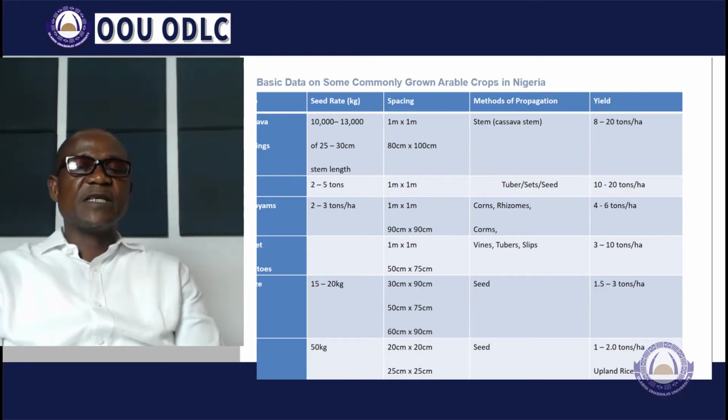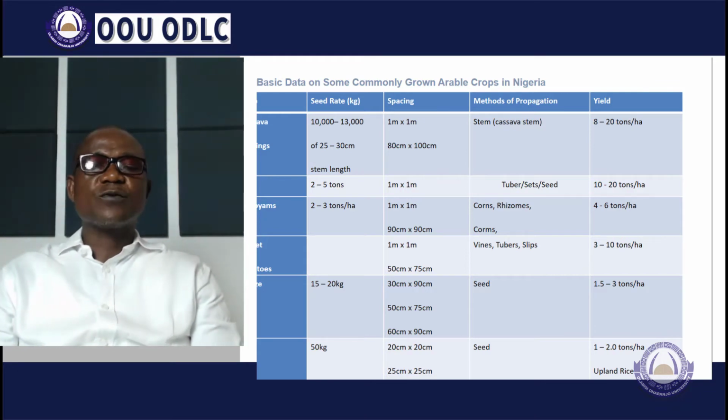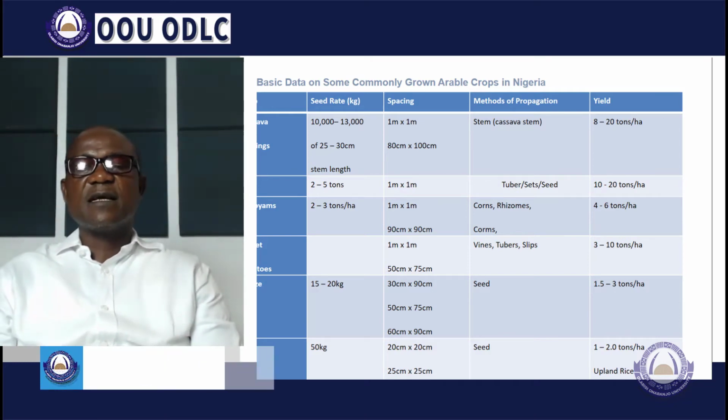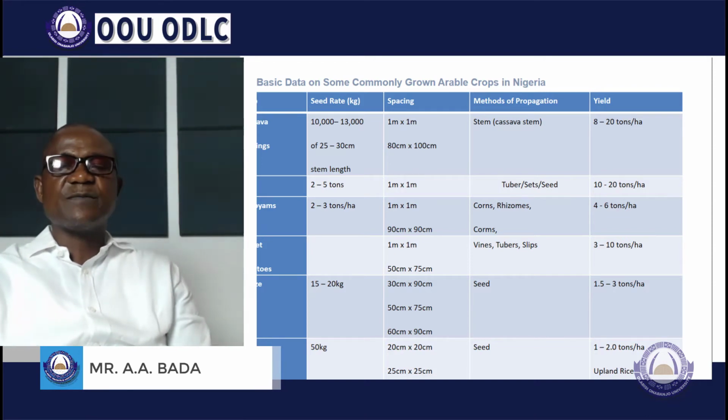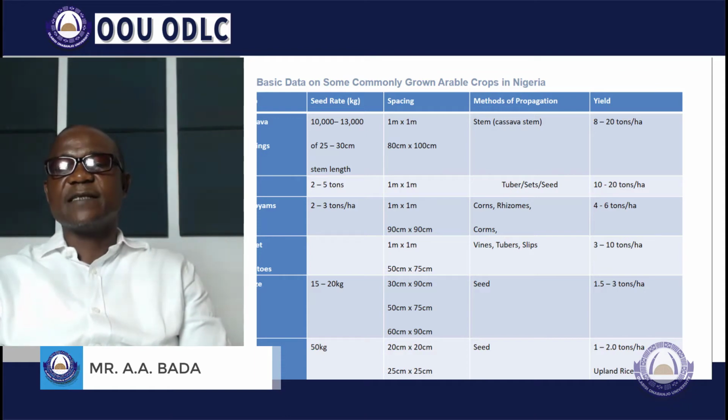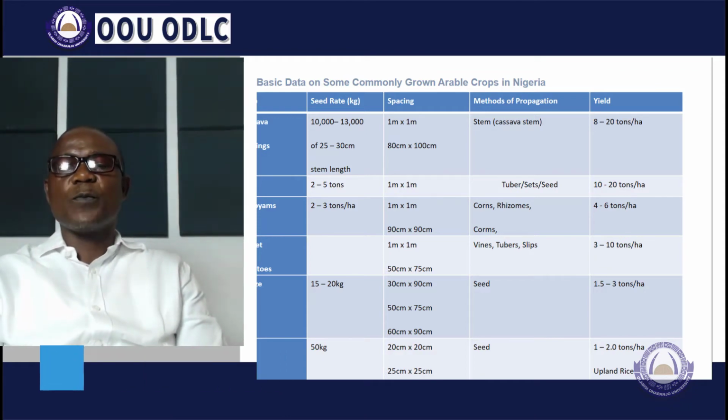Maize, seed rate 15 kilograms to 20 kilograms per hectare. Spacing 30 centimeters by 90 centimeters along the line, 50 centimeters by 75 centimeters, 60 centimeters by 90 centimeters. Method of propagation, it is planted or propagated through seed. The yield is between 1.5 to 3 tons per hectare.